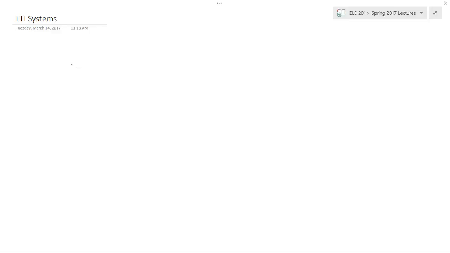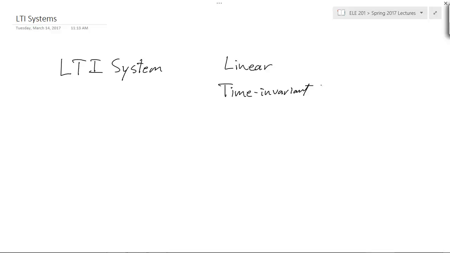Okay, in this lesson I'm going to talk about some of the features of LTI systems that make them special. So LTI systems stand for linear and time invariant systems. First of all, why would we care so much about linear time invariant systems? Well, for one thing, many physical systems are time invariant.